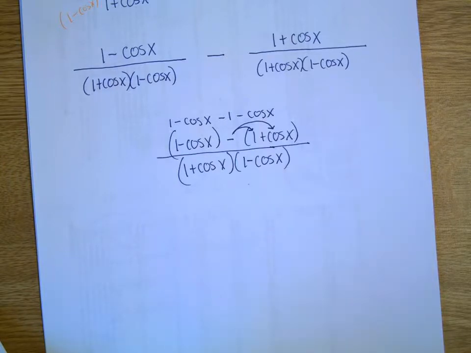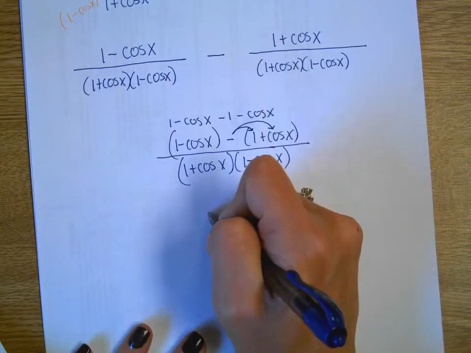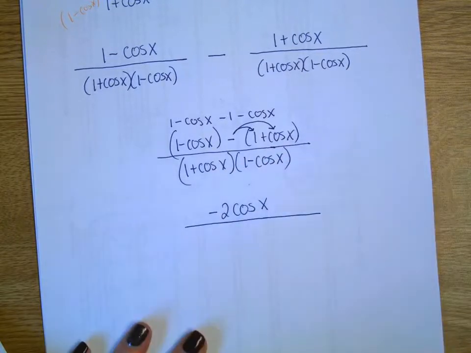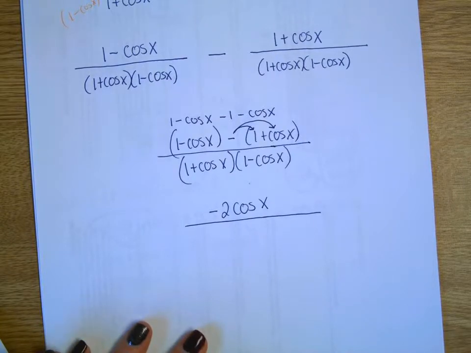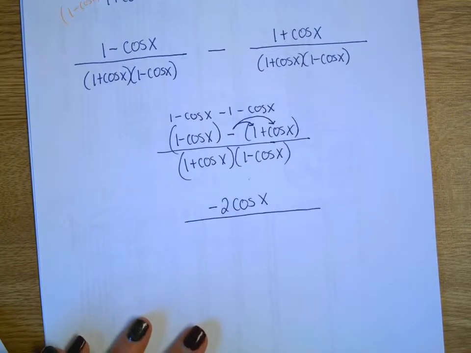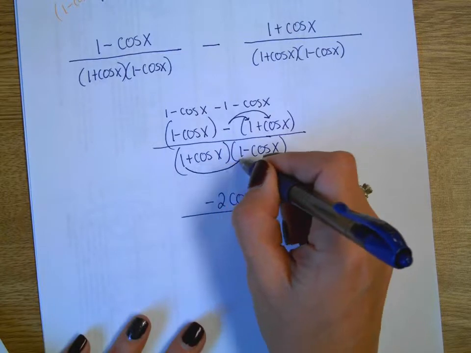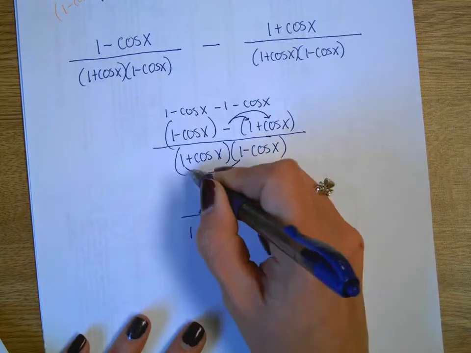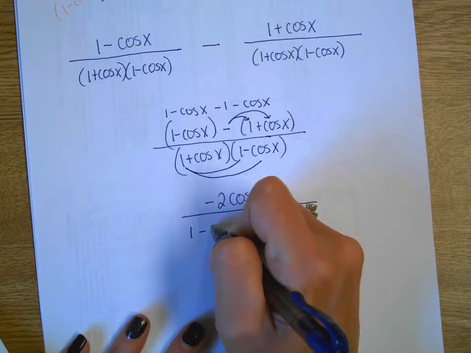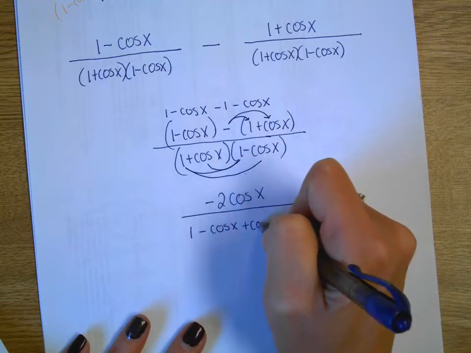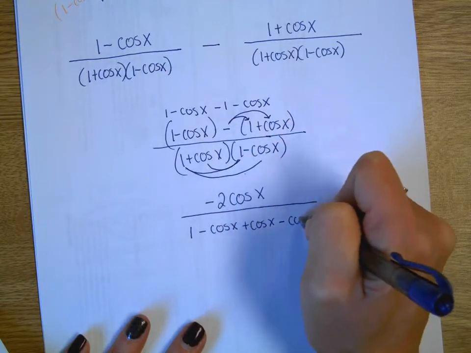What happens to my 1s? They cancel out. What do I have left in that numerator? Negative 2 cosine x. So my numerator is negative 2 cosine x. The bottom we want to FOIL because something's going to happen down there. So foiling the bottom, we'll get 1 minus cosine x plus cosine x minus cosine squared x.